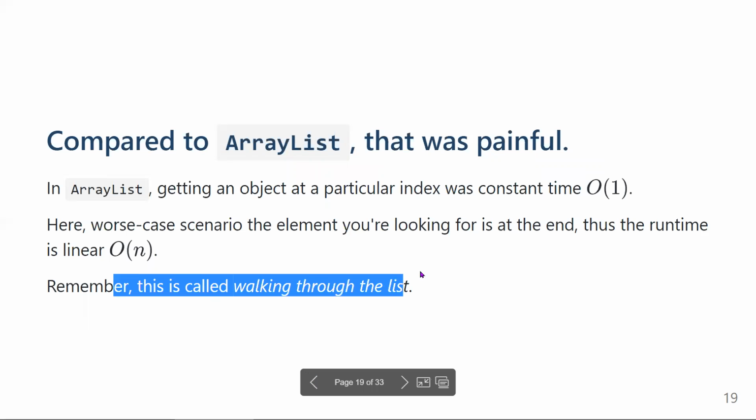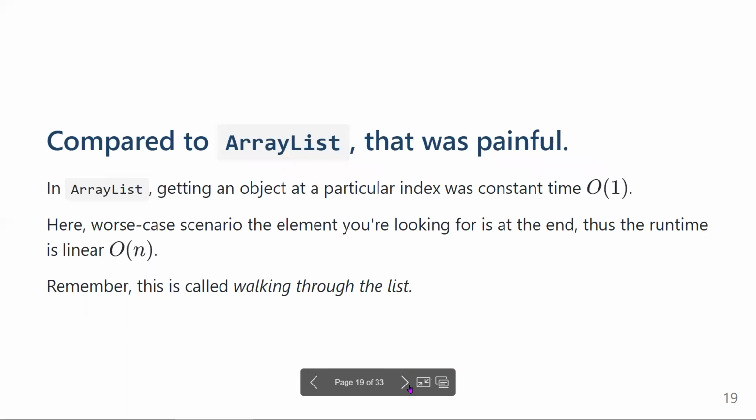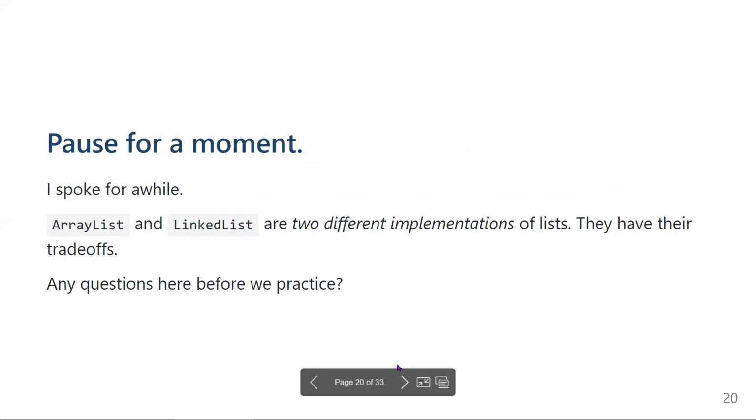I guess this is kind of a reminder that this process of going through the linked list, going to the first item, looking to see if it matches, and then using the next pointer to go to the next item, is called walking through the list. As you might imagine, it's similar to walking from one place to the next, taking steps one at a time. Okay.